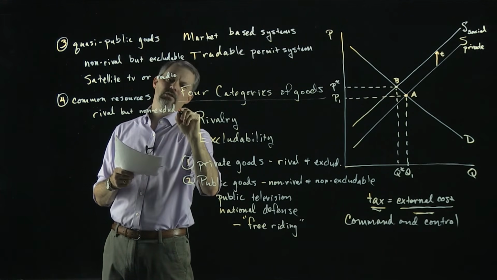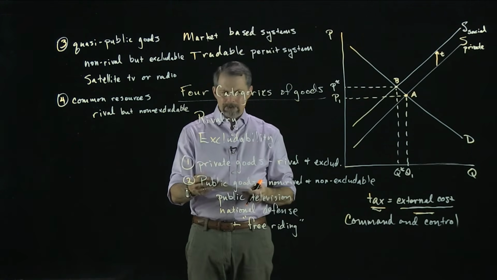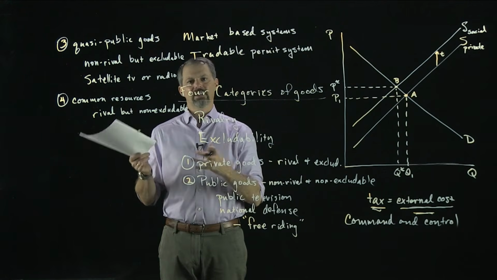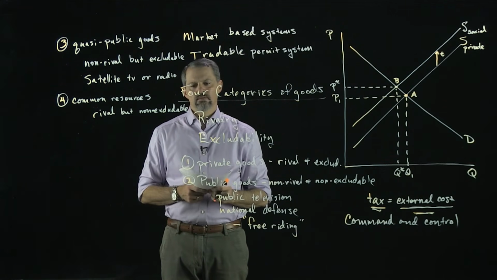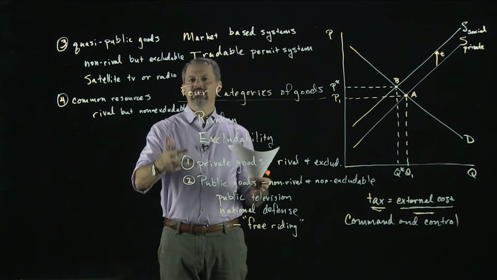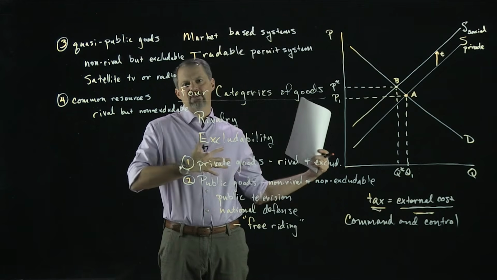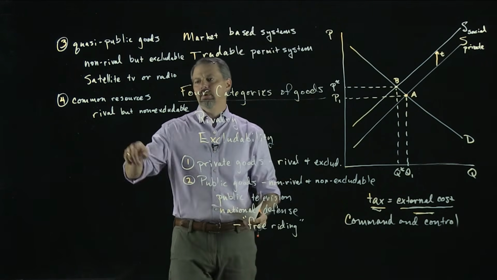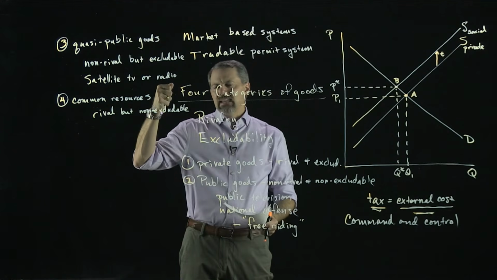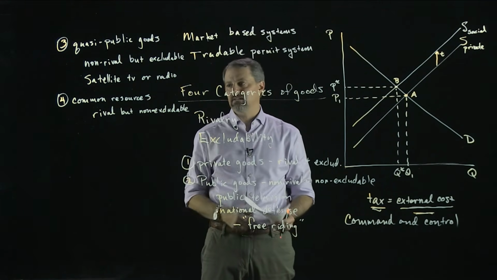Rival but non-excludable. So these are things like the buffalo in the American West. You couldn't exclude people from hunting the buffalo back when the U.S. was expanding westward, but they're rival because if one person captures a buffalo, kills a buffalo, then that's one that somebody else can't.